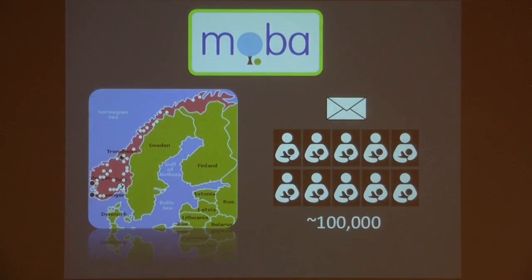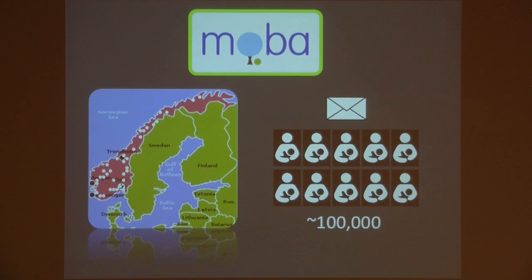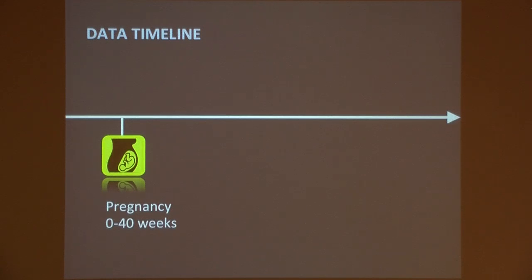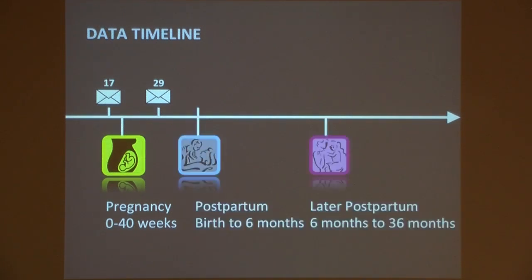To address these questions, we went next door to Norway, and we looked at the MOBA cohort, which is a birth cohort of 100,000 babies. And the babies are really sampled from all the way across Norway. The data timeline for the MOBA study is starting at pregnancy, 0 to 40 weeks, and they're sent an invitation at their 17-week ultrasound, and they complete questionnaires at 17 weeks and at 29 weeks. And then you're also assessed at the postpartum from birth to 6 months, and then later postpartum from 6 months to 36 months.